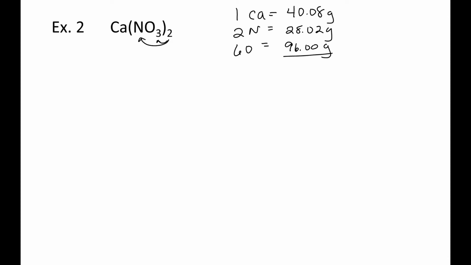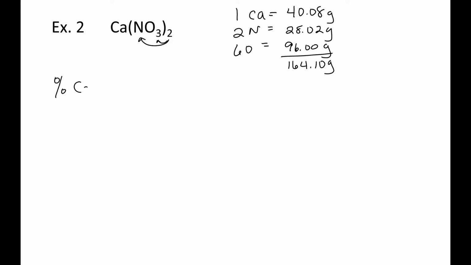Okay, so the next one, let's try calcium nitrate. So here we have 1 Ca, which has a mass of 40.08 grams. And then there's 2 Ns. Remember, you got to distribute that 2. So that 2 goes to there and to there. So 2 Ns for 28.02 grams. And then 6 oxygens, which is 96. Now when you add them all up, you get 164.10 grams. And that's for the whole compound.